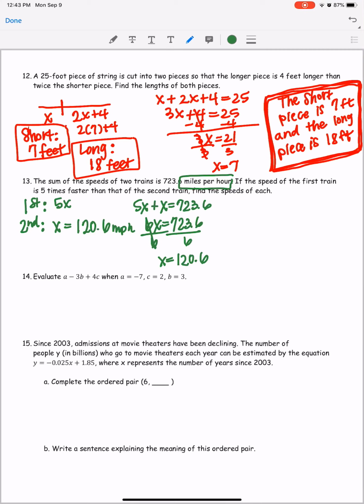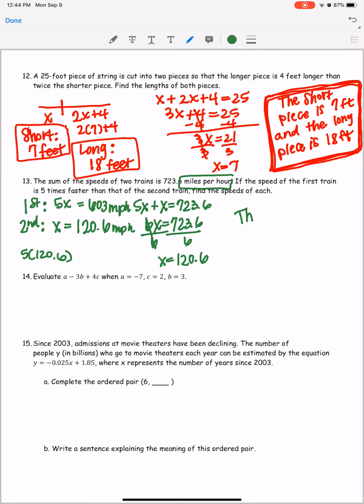So then to get the first train, we need to do 5 times 120.6 to get 603. That one comes out evenly. Word problems need word answers.